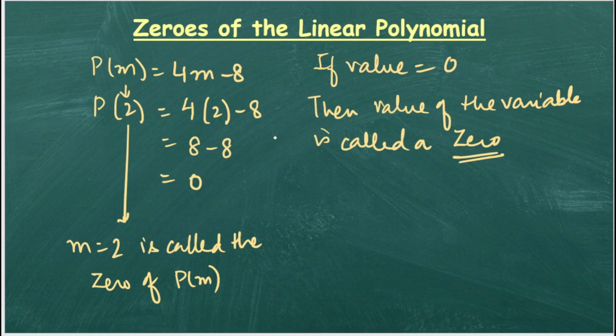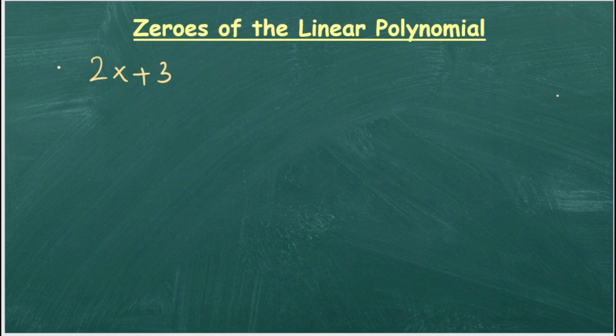For the linear polynomial, we always have a single zero. And why that single zero? Because the degree of the linear polynomial is always 1. Whatever is the degree, that many zeros the given polynomial will have. What is the zero of this polynomial p(x) = 2x + 3? So I need to think of the value of x, which when put over here gives me the answer as 0.